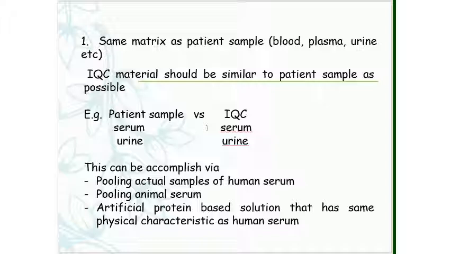So how to develop this? This can be accomplished by pooling actual samples of human serum, pooling animal serum, or using an artificial protein-based solution that has the same physical characteristics as human serum.